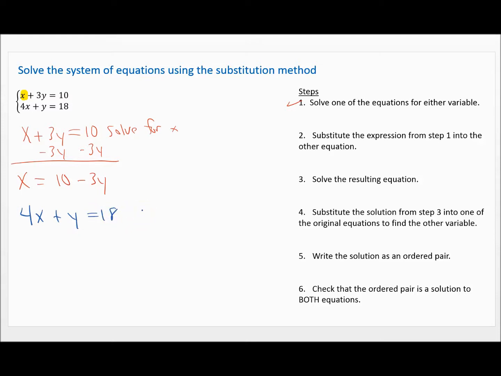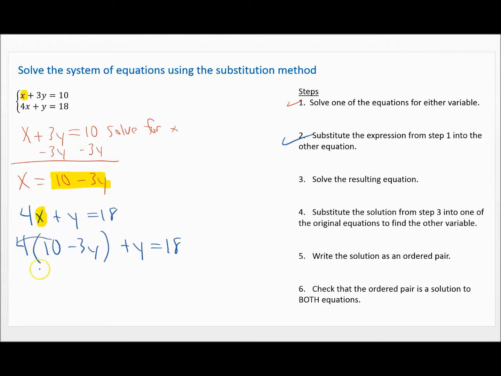Now what I'm supposed to do is replace this x right here with what x is, which is 10 minus 3y. You follow that? So now I'm going to have 4, which is already in my equation. Remove the x, replace it with 10 minus 3y. Rewrite the rest of the equation, plus y equals 18. So step 2 done. Step 3, solve this resulting equation. Now notice there's only y's in the equation now, which means it's solvable.